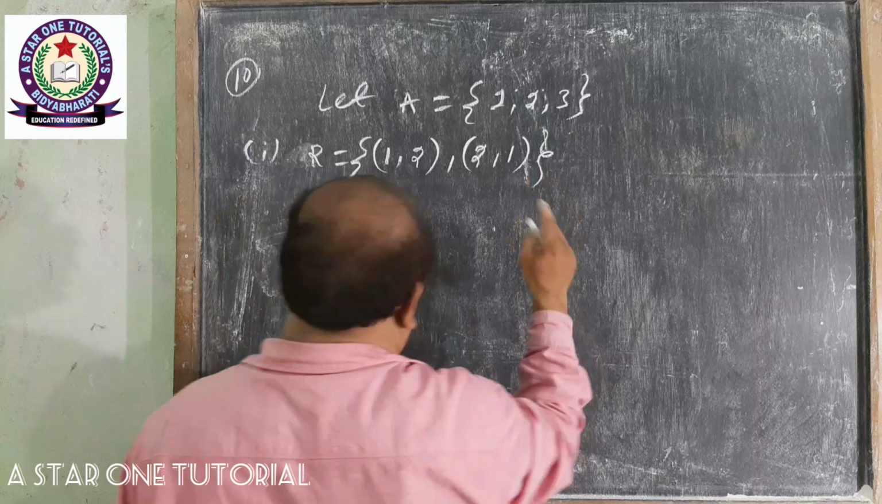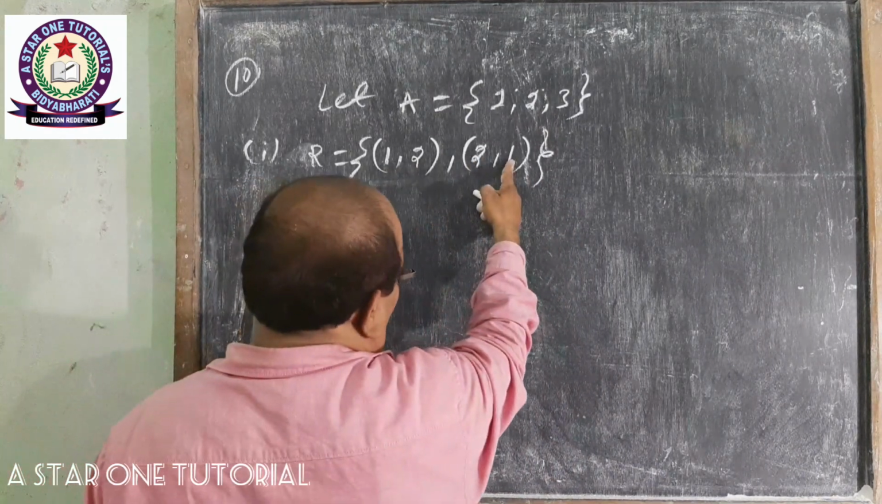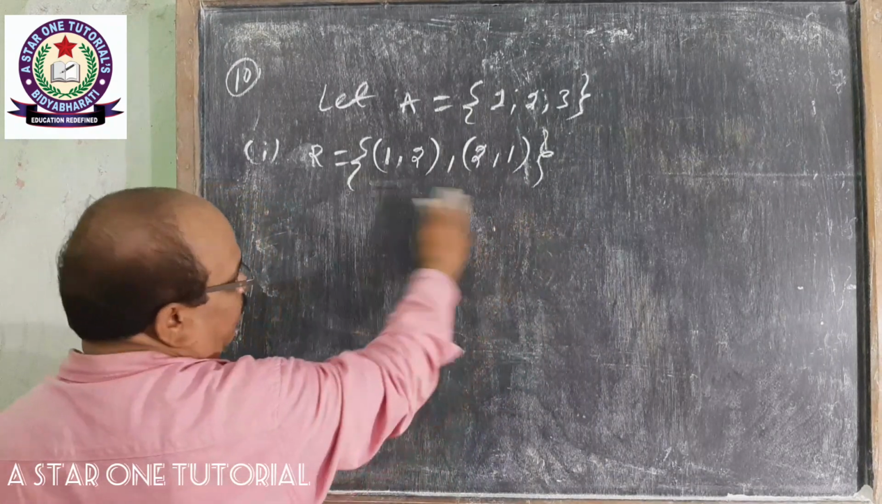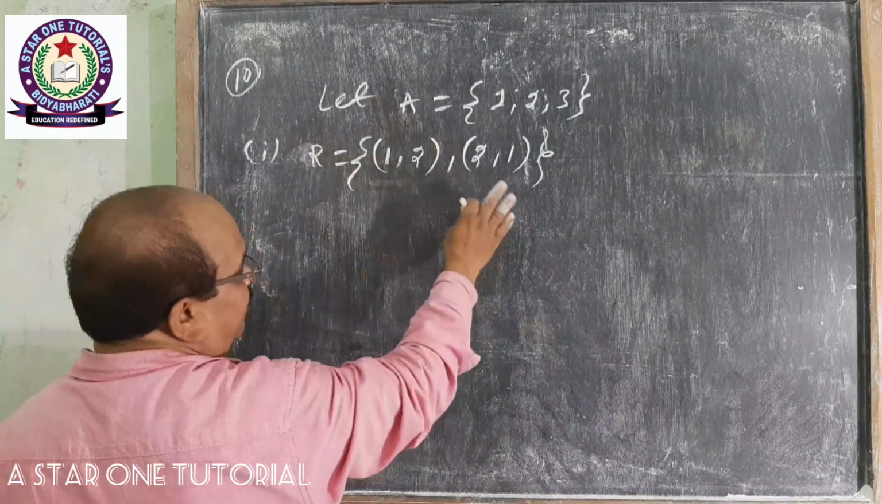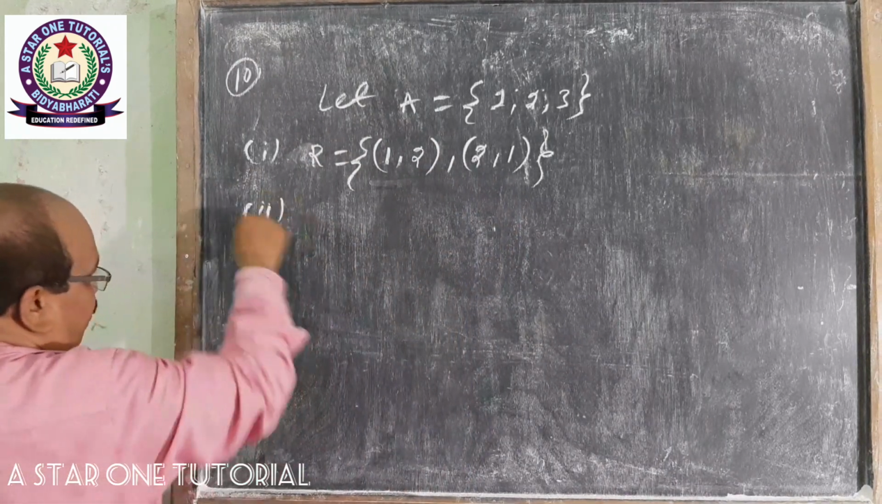For transitivity, you see that 1 is related to 2 and 2 is related to 1. So the third pair must be (1, 1), but (1, 1) is absent here. So it is not transitive. It is only simply symmetric. Then go to the second example.